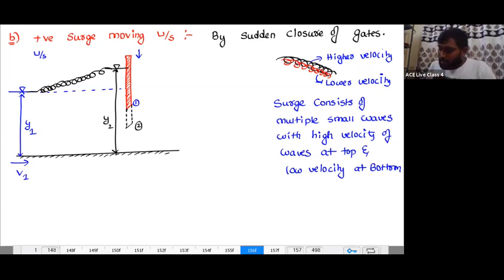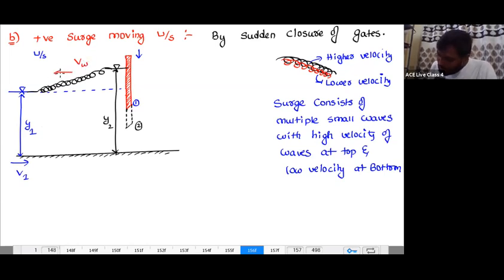Now you see, here the surge is moving towards upstream or downstream? The surge is moving towards the upstream with the velocity of VW. It is not moving downstream. This time the surge is moving upstream.